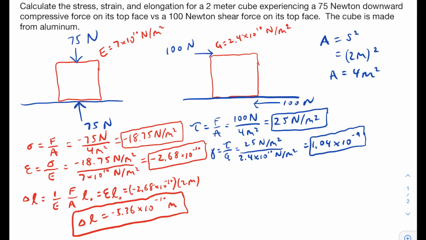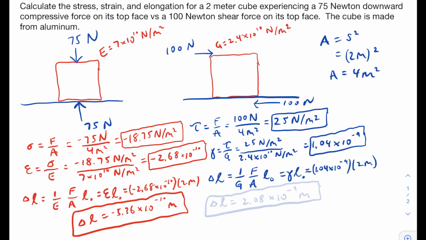Because the cube is experiencing compressive forces, this represents a decrease in the original length, or the height of the cube. A similar formula is used to calculate the elongation in the second scenario, but this just simplifies to the shear strain multiplied by the original length. In this scenario, the original length is again just the height of the cube. And plugging in the correct values, we find that the elongation is 2.08 times 10 to the negative 9 meters.